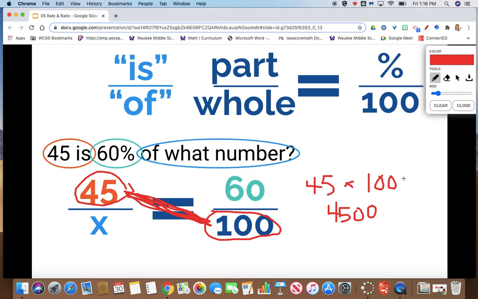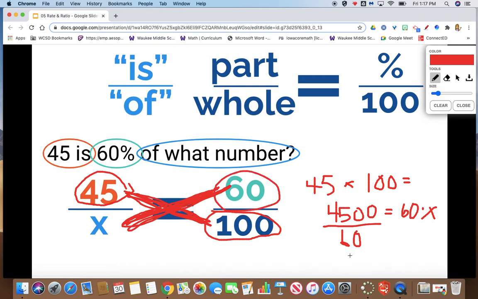The next thing we're going to do is set it equal to the other diagonal multiplied by itself. So if I look at my other diagonal, I'm going to notice I have a 60 and an unknown, x. Okay, 60 times x, that means I'm not going to be able to figure out what that is because I don't know x. So the last thing we do to figure out what that unknown is, we're going to divide by that 60. So we're going to take our 4,500 and divide it by our third number that was left over, 60. That's going to tell us what our unknown is.